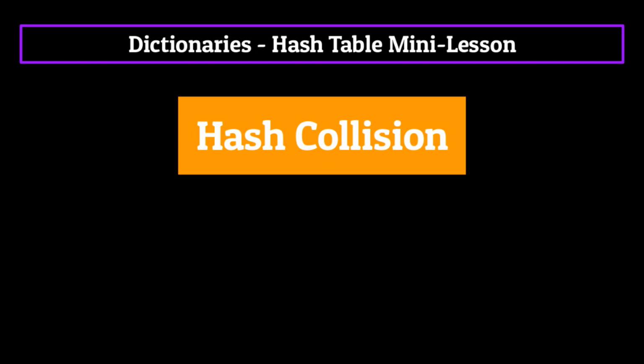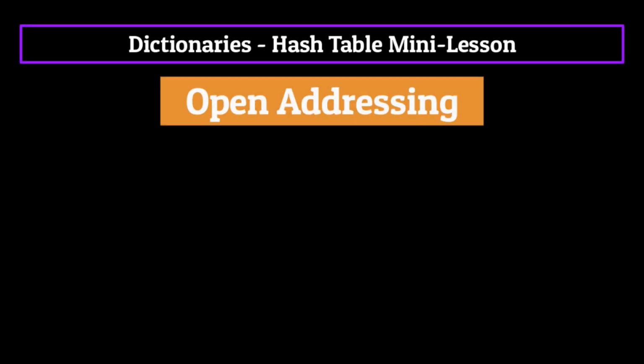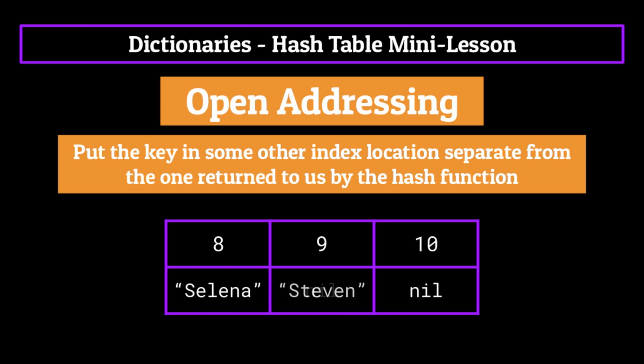This little problem is what's known as a hash collision and can be solved one of two ways, either open addressing or closed addressing. With open addressing, we just put the key in some other index location, separate from the one returned to us by the hash function. This is usually done by looking for the next nil value in the table, i.e. the closest location which contains no key. So, with our example, the key Stephen would get hashed to the index location 9, mostly because it's a better name, and the inferior key Sean would get stored at index location 10, because it's the closest open location available.